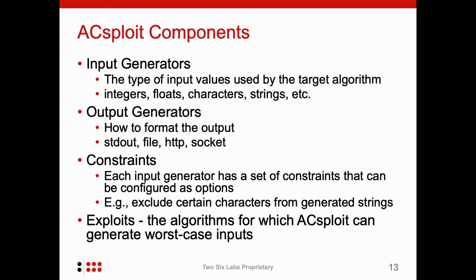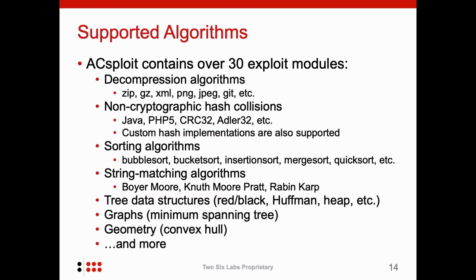And then exploits. Exploits are the individual modules that will generate those worst case inputs. Currently, we have over 30 of those modules in the program. You can see we have everything from decompression algorithms to non-cryptographic hash collisions, sorting, searching, and a bunch of other data structures that you might not even have realized you could potentially exploit.